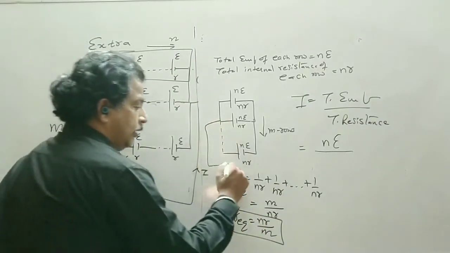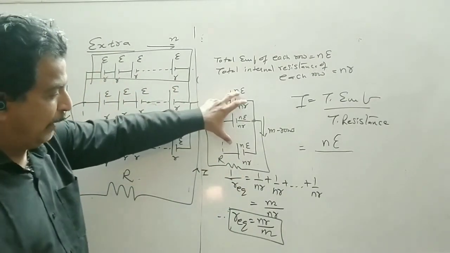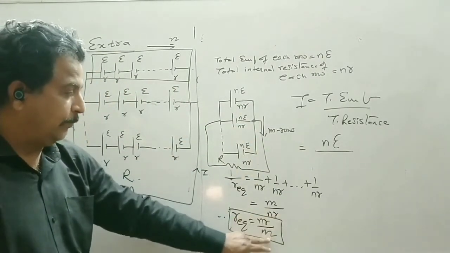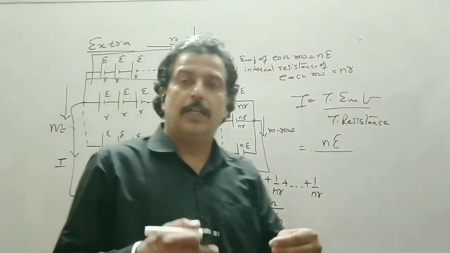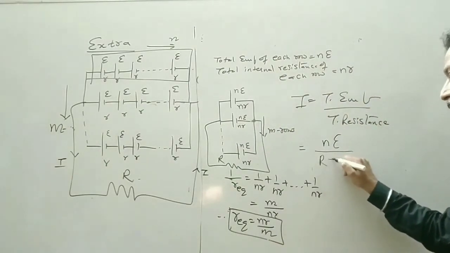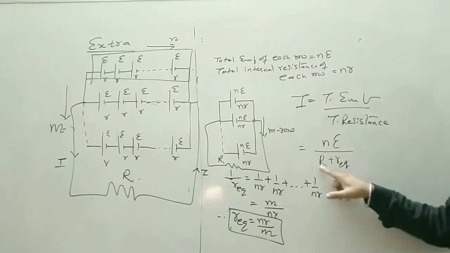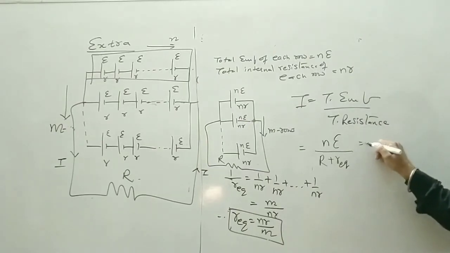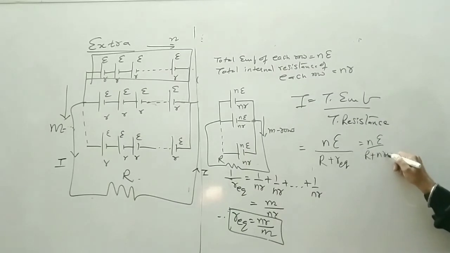And we have the external resistance connected to it. So the equivalent of this is nr by m plus this external resistance connected in series combination. So total resistance becomes R plus R equivalent. That is the total resistance of the entire circuit. So this becomes nE upon R plus nr upon m.